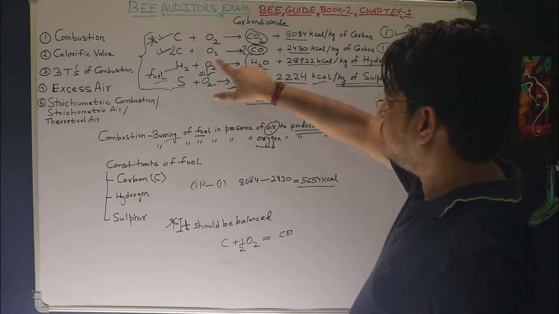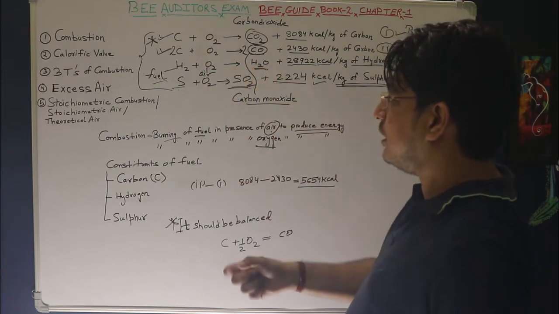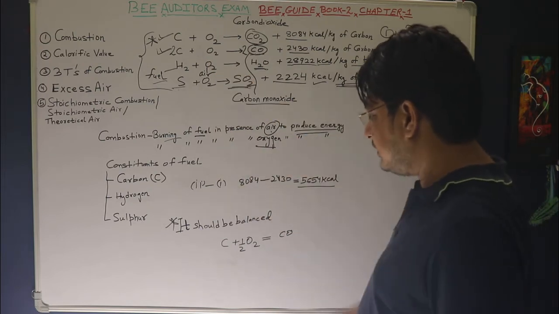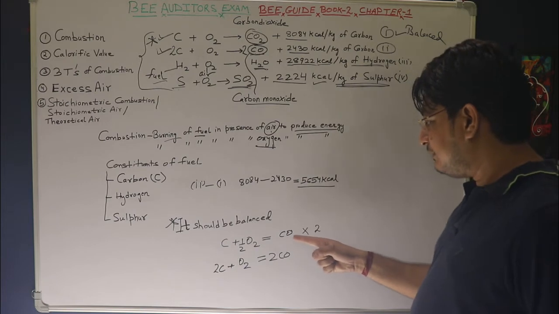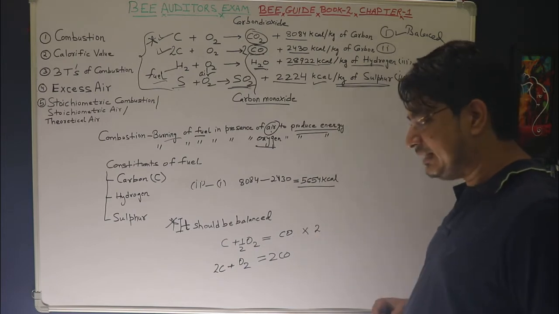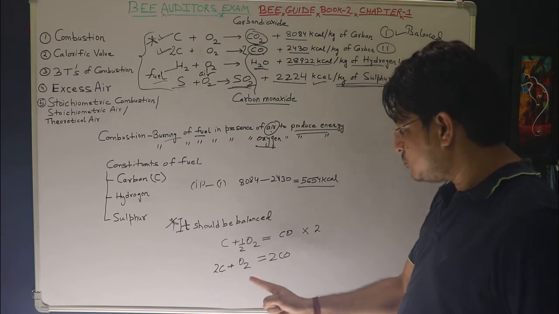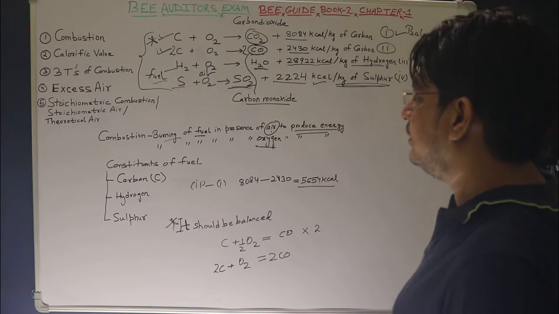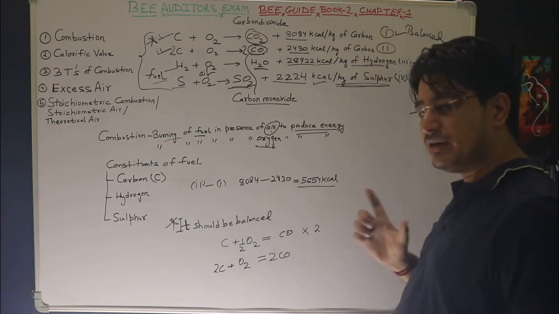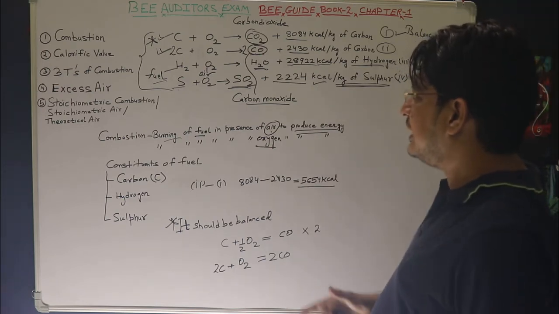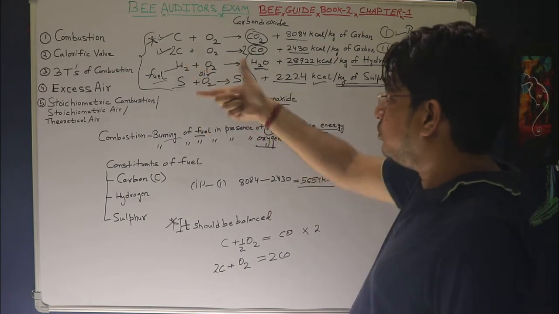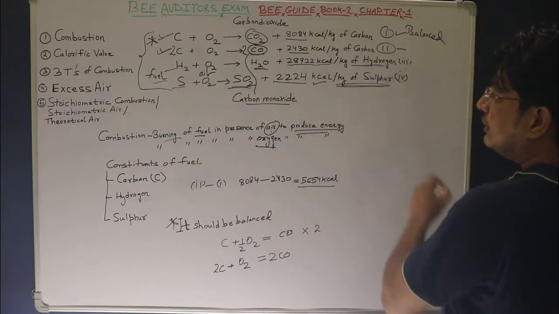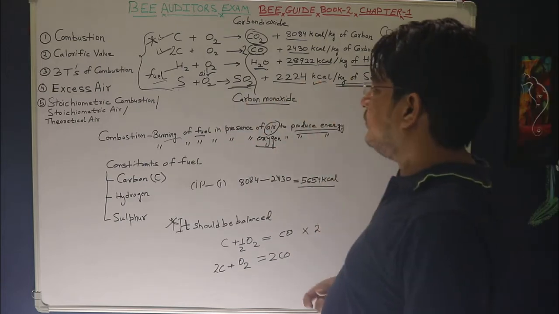Suppose I balance this equation by multiplying the oxygen on the left hand side by a factor of half, then I would get the equation as this. Now suppose I multiply this equation by a factor of 2, what will I get? I will get 2C plus O2 equals 2CO. That is what I have calculated here. So either way you can do whatever way you like, but the only thing is that the constituents on both sides of the equation must be balanced. So now my equation number 2 is also balanced. Now equation 3.